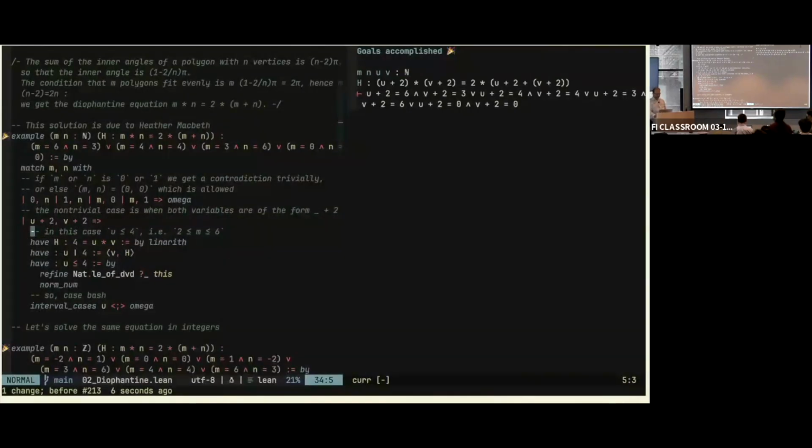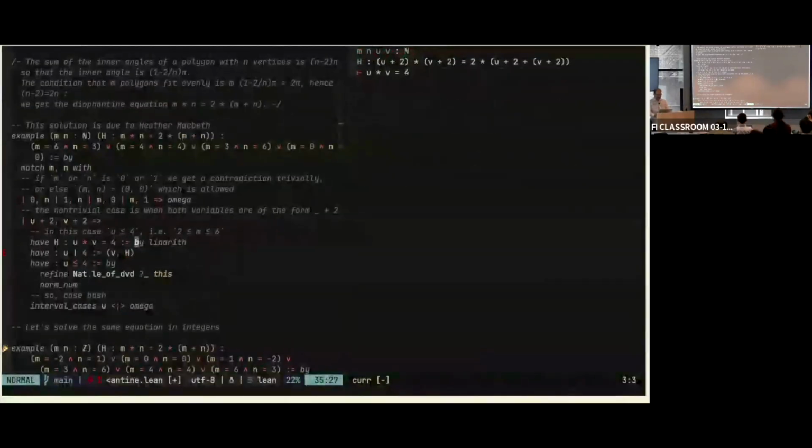Okay, so we have this equation. And the first thing we do is to rewrite the right-hand side, which is u plus 2 times v plus 2. So if you expand the multiplication, you see that you get uv plus 2u plus 2v plus 4, I think, yeah, is 2u plus 2v plus 8. And then you can cancel and you get 4 equals uv. In fact, mathematically, we get uv equals 4. So let's try to prove uv equals 4.